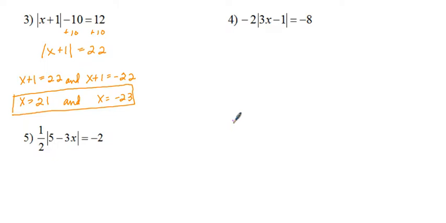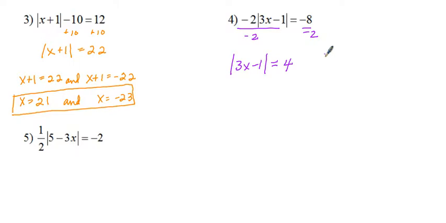Number 4, once again, we do not have an isolated absolute value. We must do that first. So let's do that now. In order to isolate it, we need to divide by negative 2 on both sides. We still have this 3x minus 1 inside this absolute value jail. You cannot break them out yet.